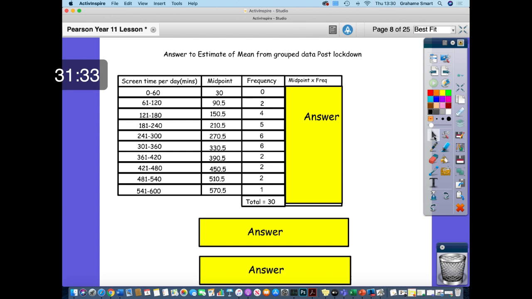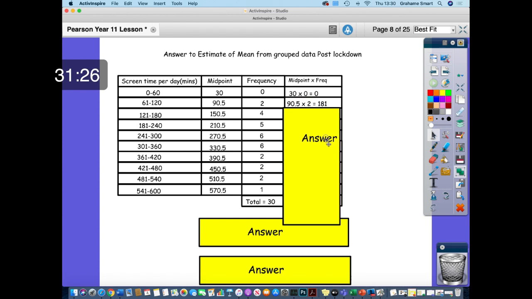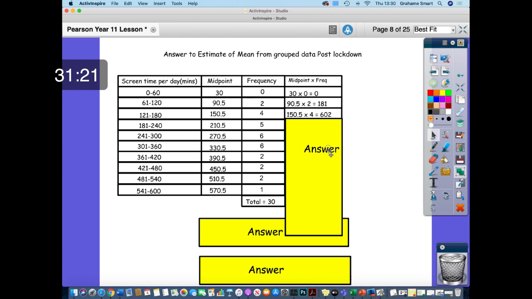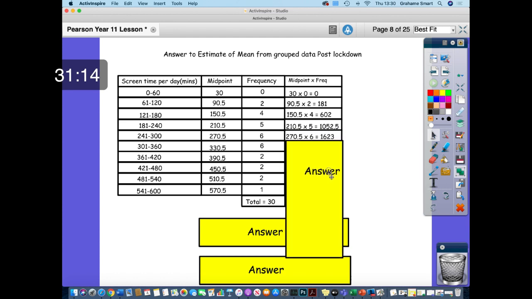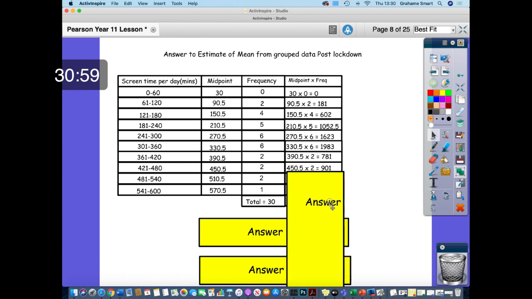And if you have made an arithmetic or calculation error anywhere, you'll just be able to see where it is. So 30 times 0 is 0. 90.5 multiplied by 2 is 181. 150.5 times 4 is 602. 210.5 multiplied by 5 is equal to 1052.5. 270.5 multiplied by 6 is equal to 1623. 330.5 times 6 is 1983. 390.5 times 2 is 781. 450.5 times 2 is 901.